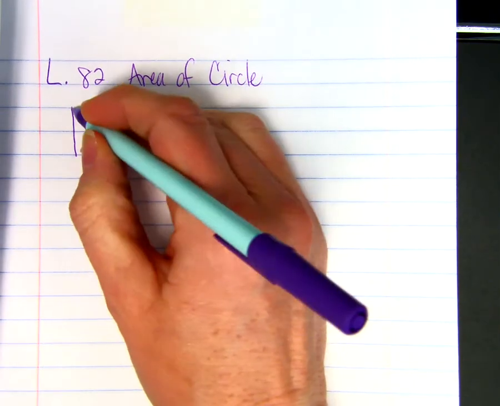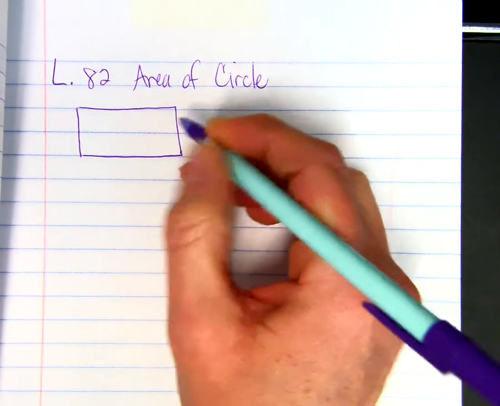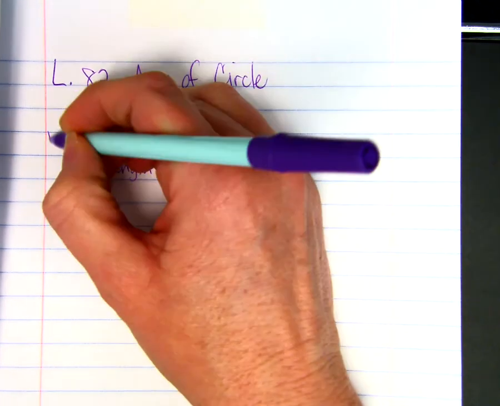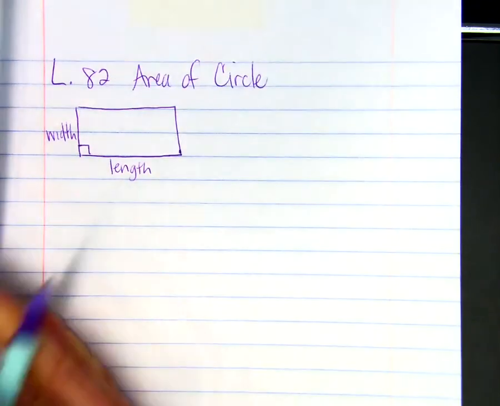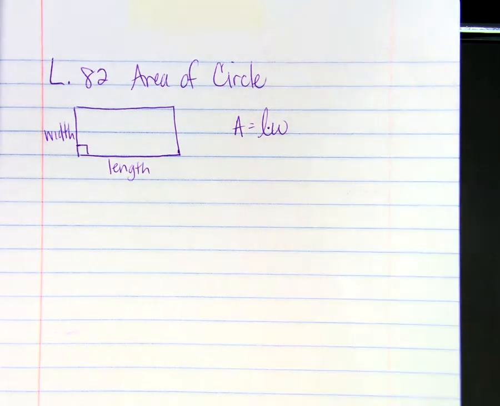So for a rectangle, you guys already know that to find the area, you just do length times width. Sometimes you see it L times W.